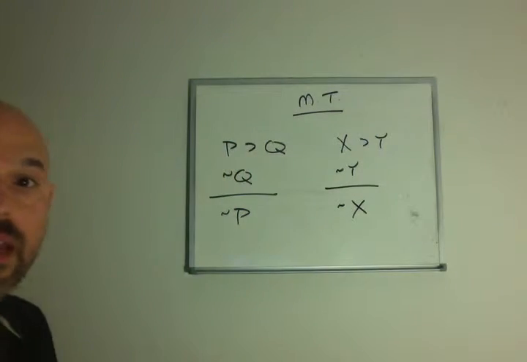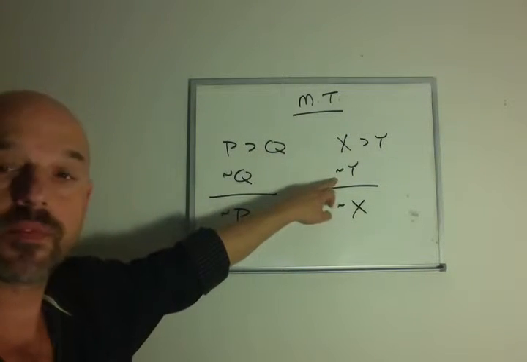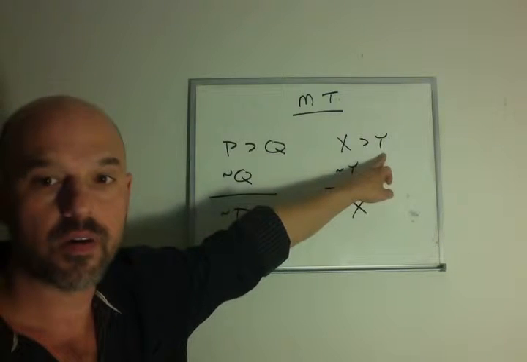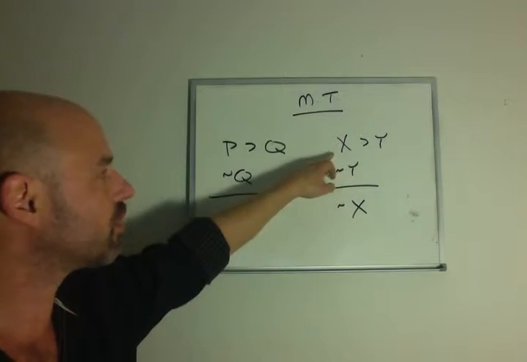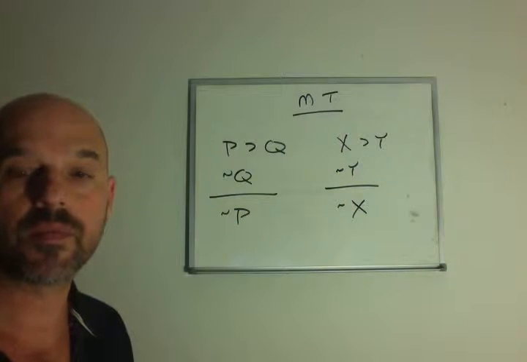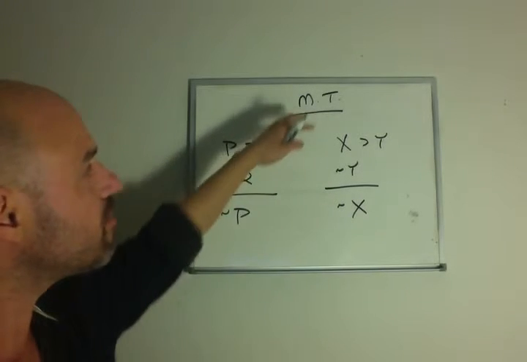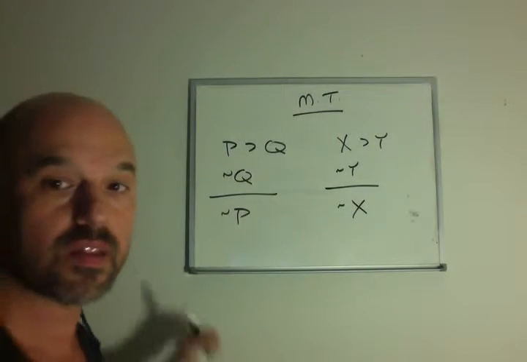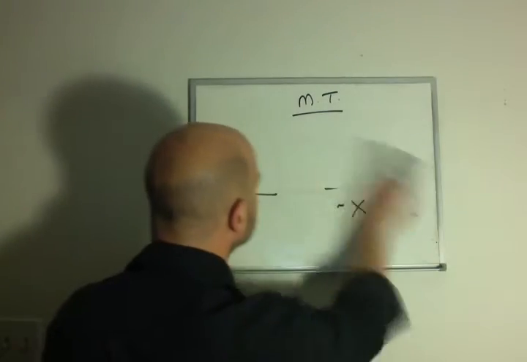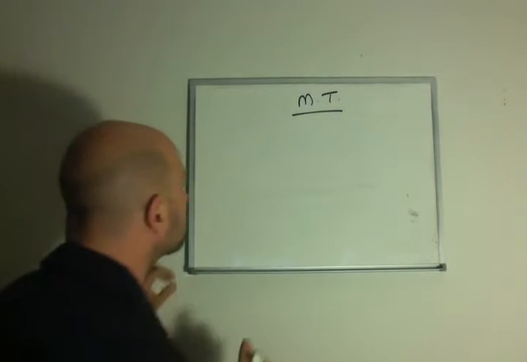You can see it's the same essential form. It's just an if-then statement, a negation of the then portion of the if-then statement, and that leads to a negation of the if portion of the if-then statement. But just like modus ponens, we can see modus tollens operating in more complicated sets of statements. So for example, this is also modus tollens.